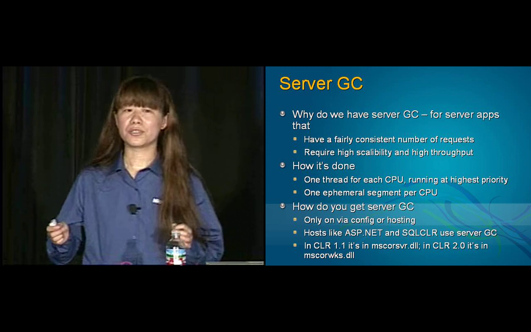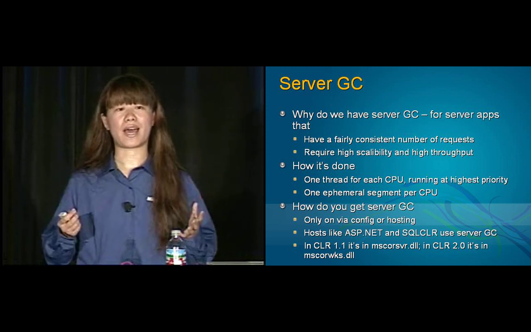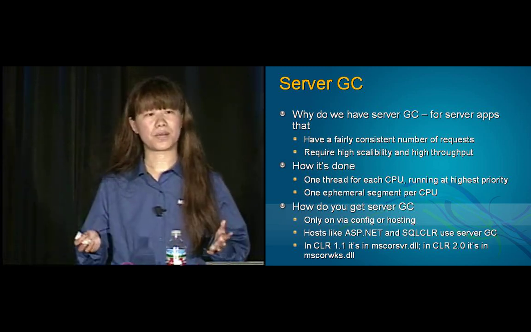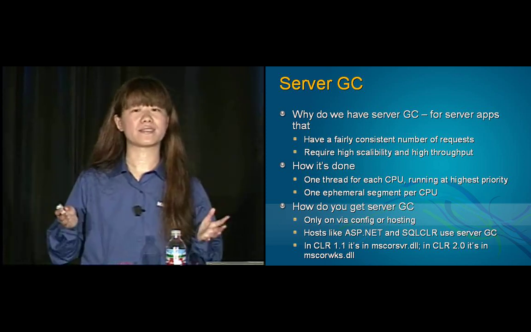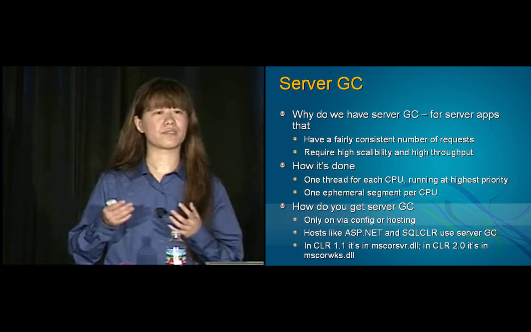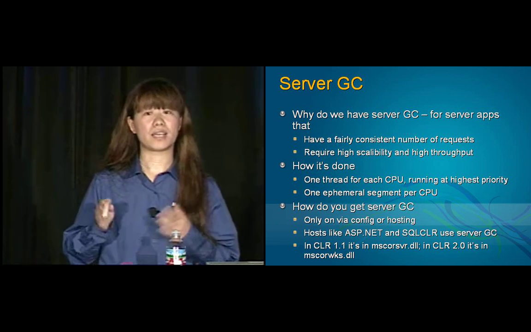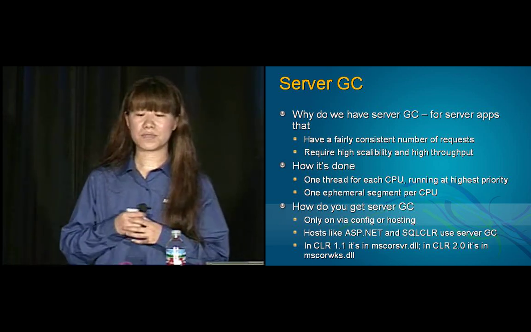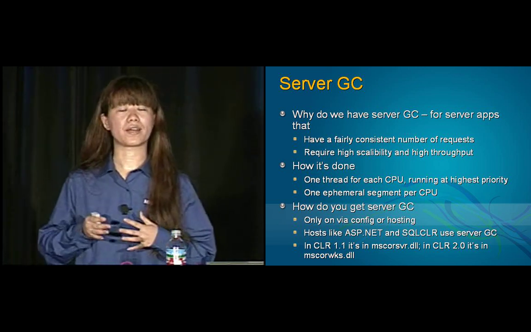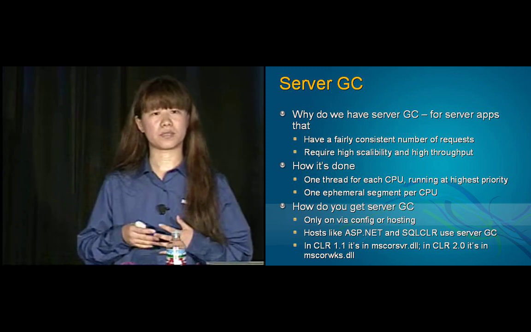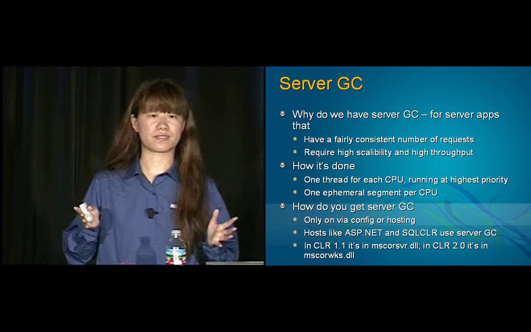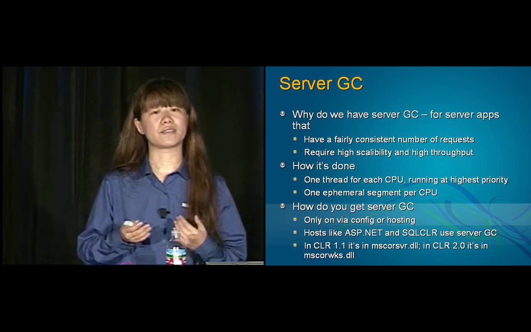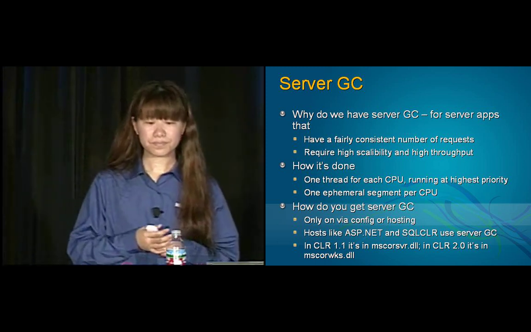Usually what happens is, the server app has a bunch of worker threads, and they all accept the same type of request. So they all have pretty much very consistent memory usage on each request. And server applications, of course, require high throughput and high scalability. So if you have a machine with 8 processors or 16, you want to take advantage of those processors.